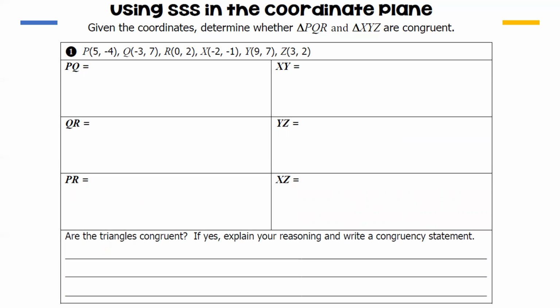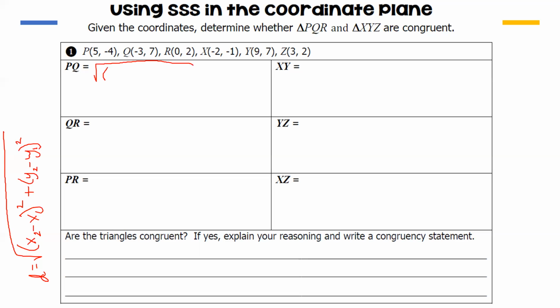Remember that distance formula? If you don't, you might want to look it up. The distance formula is the square root of, we'll say, x2 minus x1 squared plus y2 minus y1 squared. If you don't have that memorized by now, you want to make sure you get that memorized because that comes up a lot. So for PQ, we're using the points (5, -4) and (-3, 7).